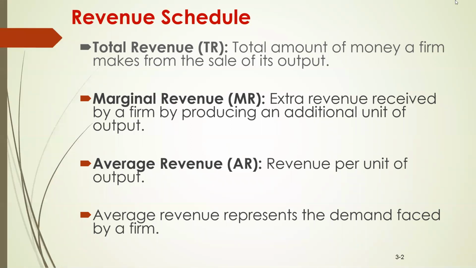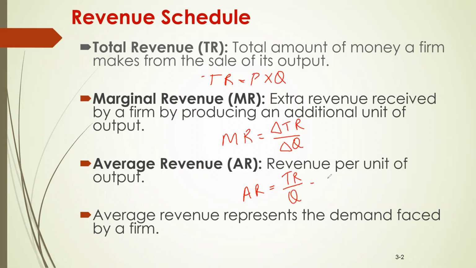Now, looking at calculations point of view, it's same as before. That means anytime you're taking total revenue, that means you're calculating price times quantity. Whereas marginal revenue, you take change in total revenue over change in quantity. Average revenue, same as in pure competition, total revenue over quantity, which is going to be price times quantity over quantity. If you cancel this, this is equal to price. Since it's equal to price, we say average revenue represents demand faced by the firm.